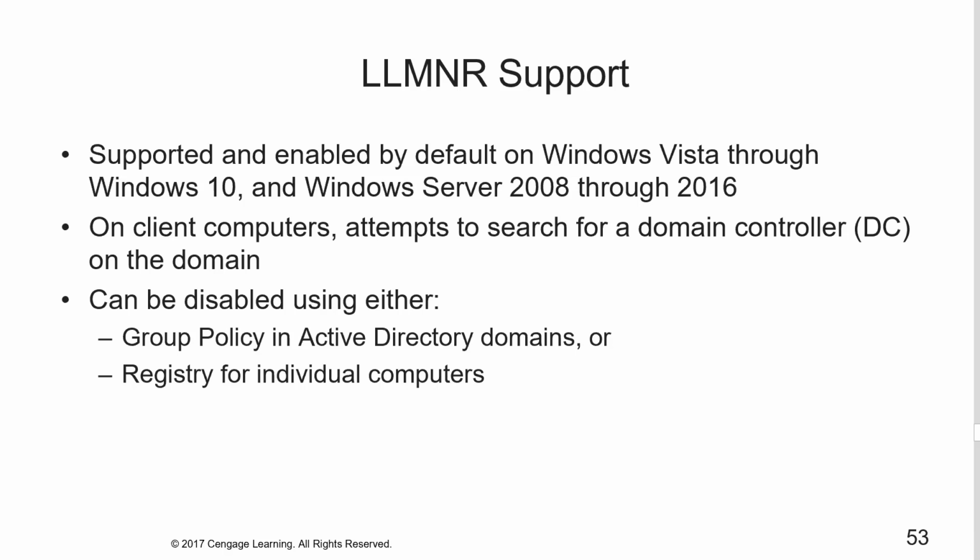So we've already discussed LLMNR and its main features. When we're looking at LLMNR in a Windows environment, it's enabled by default. It's supported in Windows Vista through Windows 10, Windows Server 2008 through 2016, and so on. And on client computers, it attempts to search for a domain controller, DC, on that domain. And it can be disabled either by using group policy in Active Directory or the registry on individual computers.